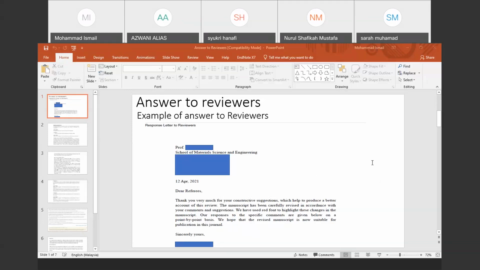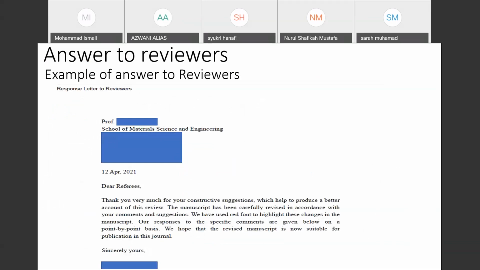Okay, I would like to show the do's and don'ts of answering reviewers. When we receive feedback from the reviewer, we must answer in detail what the reviewer writes about our work. For example, this one: the response letter to the reviewer.